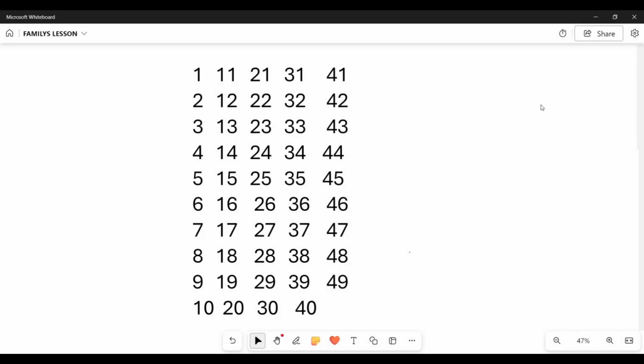This is the family techniques. So this is the chart for family technique. It runs from 1 up until 10. So we call the first line the families of 1, families of 2, families of 3, and this one's the families of 10 or the families of 0.